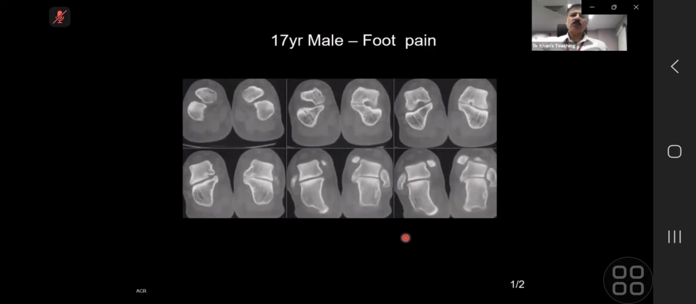The abnormality is on the left side. You tell me which joints are involved. Remember, anterior, middle, and posterior. The middle articular surface is... Okay, so if you see here, you can appreciate that there is no bony bar, but the joint space is reduced. There is sclerosis. What about the posterior?